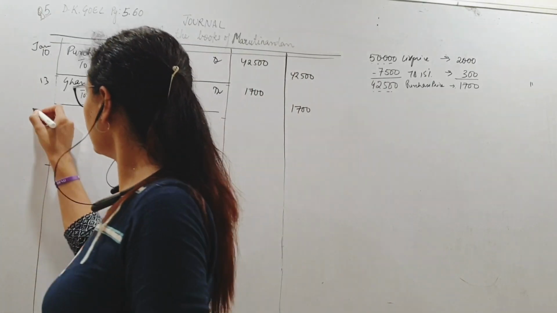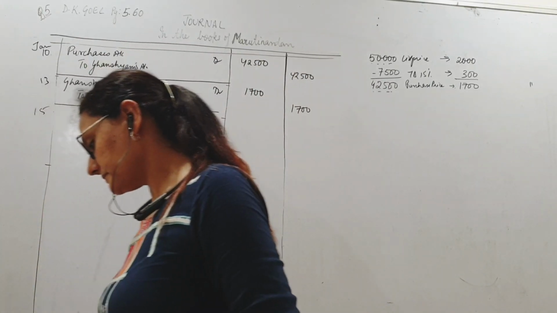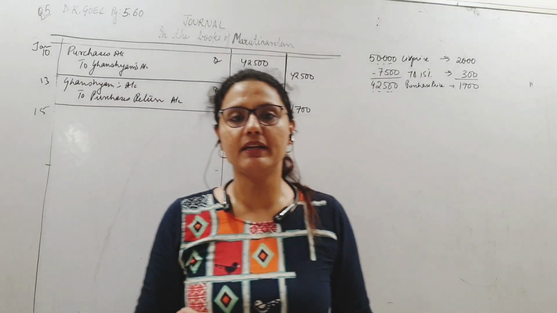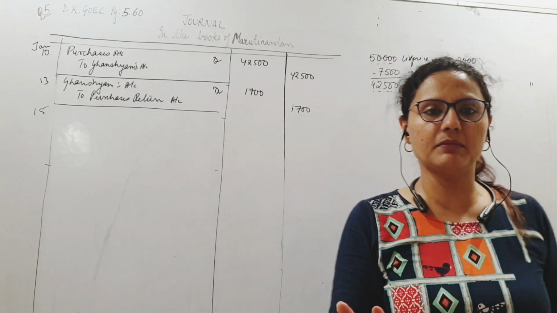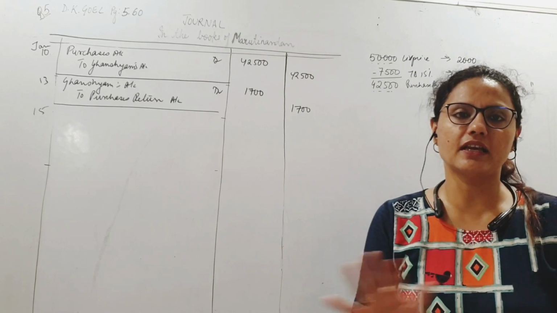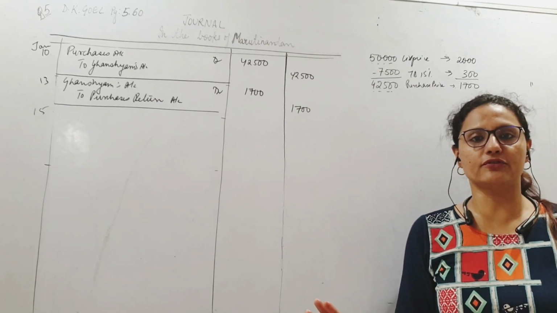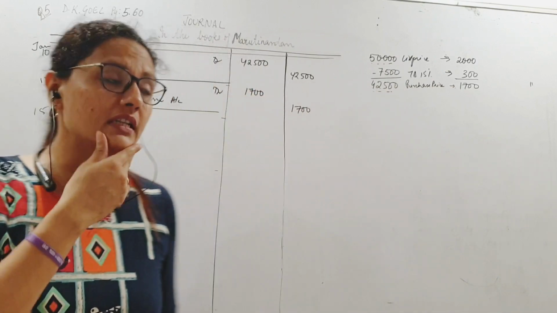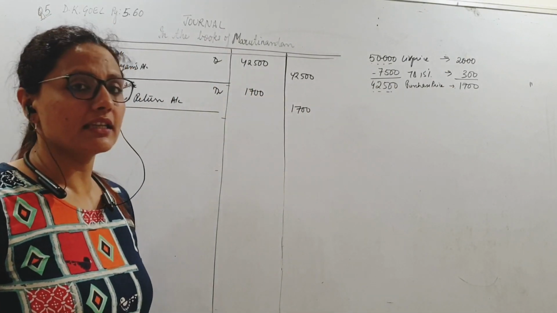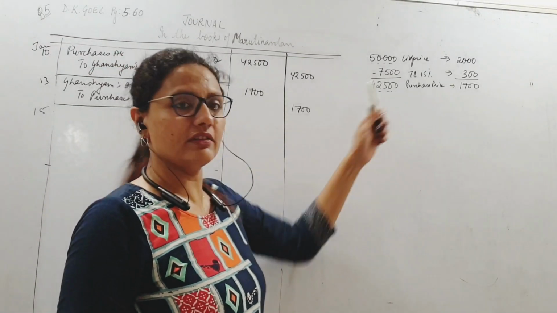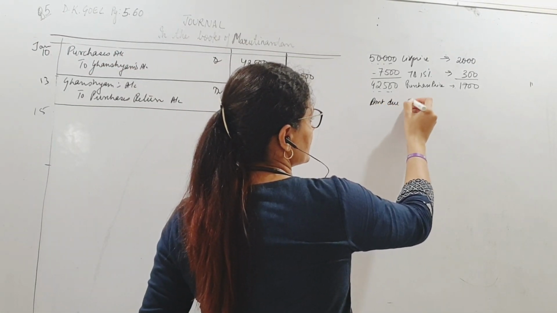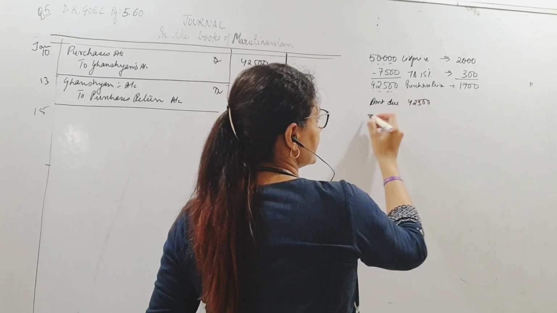Then, 15 Jan. Paid cash to Ghanshyam, 40,000 in full settlement of his account. Full settle. Account settle मतलब क्या? देना लेना जितना है सब बराबर खत्म. End of story, right? Account settled मतलब. Okay. Now, so what is the meaning here? घनश्याम को कितना देना कितना था? 42,500. ठीक है? Amount due was 42,500.